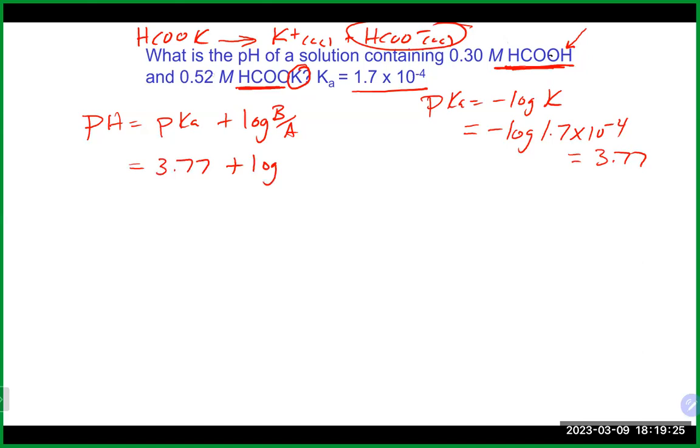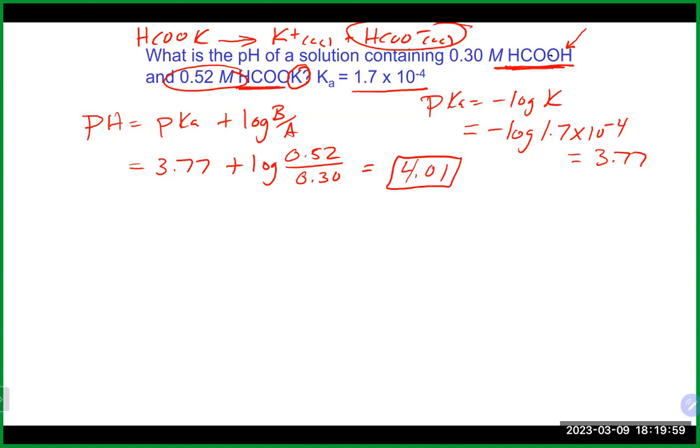Once again, we want to make sure we identify that correctly, which would be the 0.52 divided by our acid at 0.3. We do want to divide those numbers first and then take the log of it. So that is 0.52 divided by 0.3, then we log it, and then we add it to 3.77. That's going to give us about a 4.01 in terms of our pH in this case. Any questions on that?